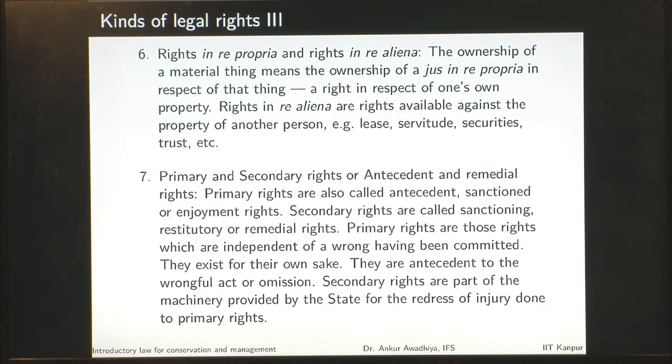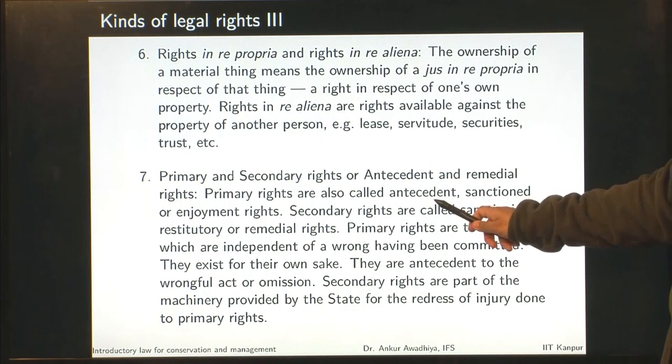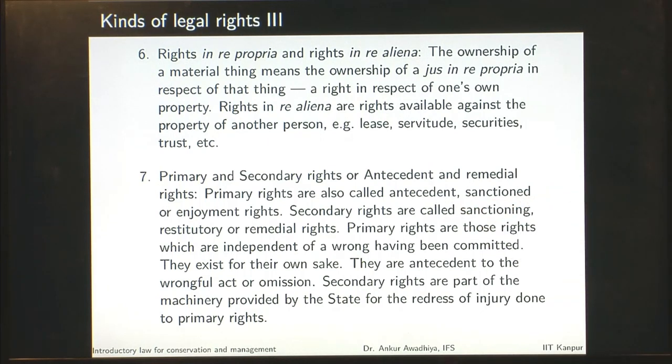Then we have primary and secondary rights, or antecedent and remedial rights. Primary rights are also called antecedent. Antecedent means that it comes before. Sanctioned or enjoyment rights. Whereas secondary rights are called sanctioning, restitutory, or remedial rights. Primary rights are those rights which are independent of a wrong having been committed. They exist for their own sake. They are antecedent to the wrongful act or omission.